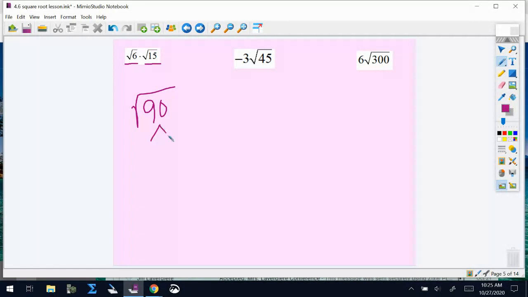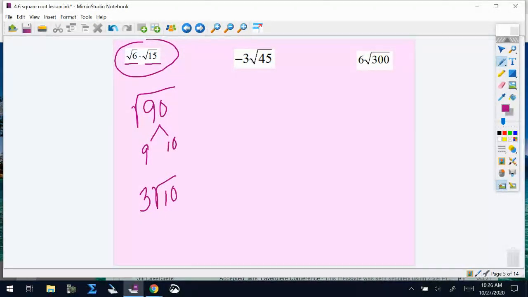Now I can break it down because 90 is not a perfect square, but a perfect square that goes into 90 is 9. So you can break it down into 9 times 10. Square root of 9 is 3, and the 10 will remain. So that's how you multiply square roots. You're going to actually multiply their radicands, or what's underneath, together first and then simplify.